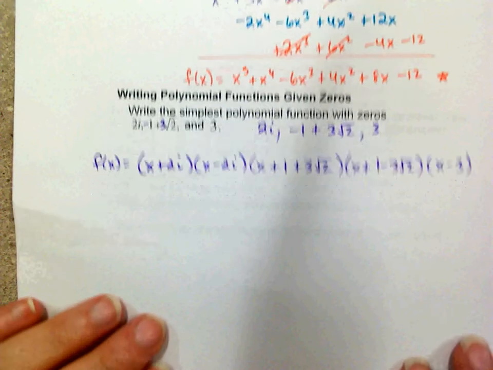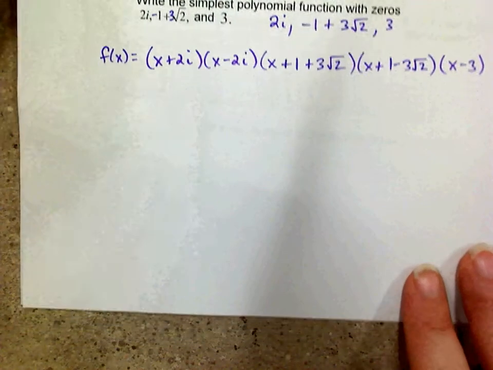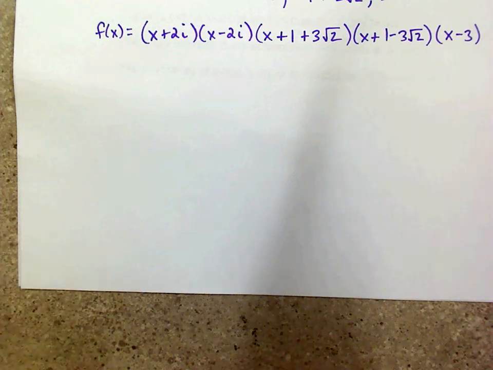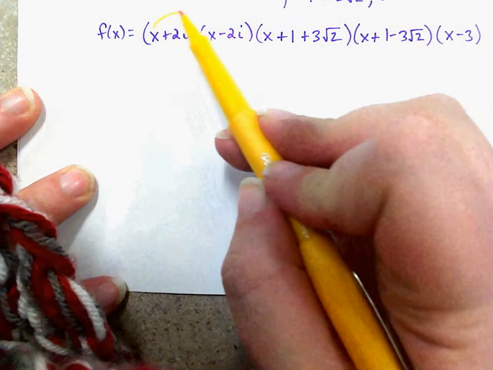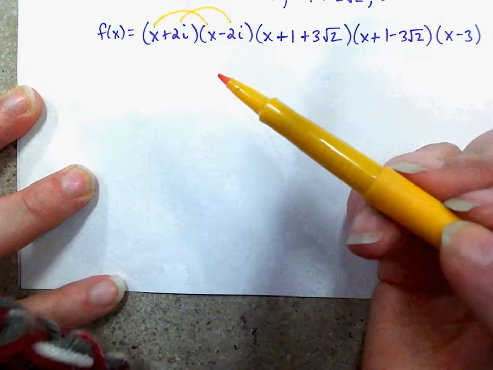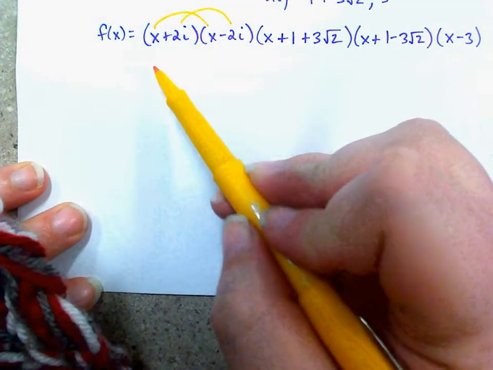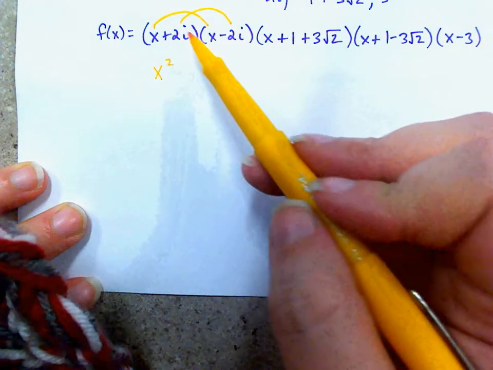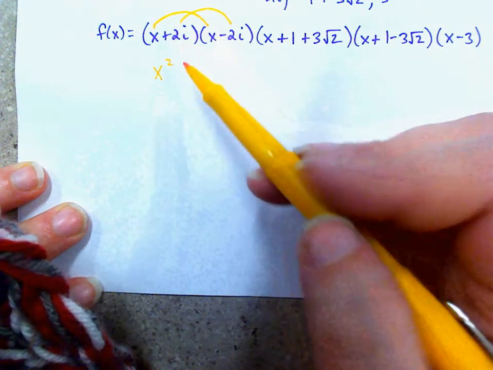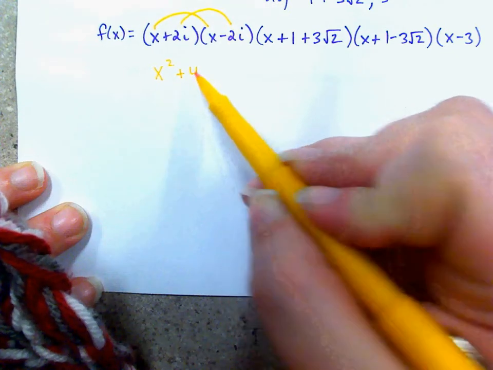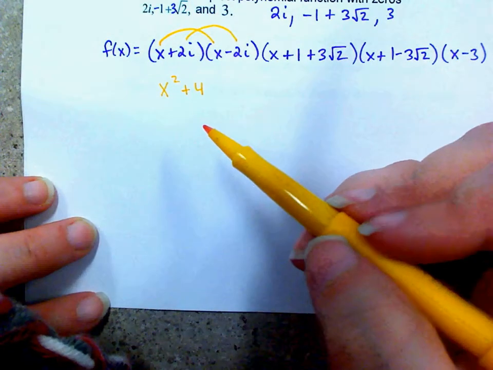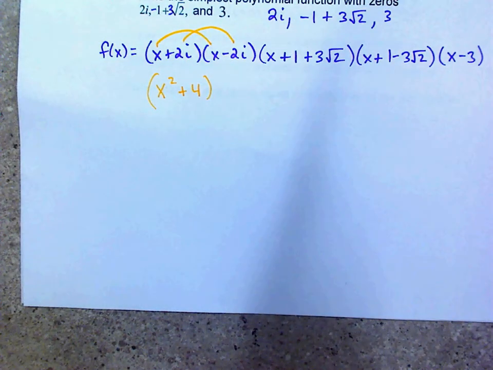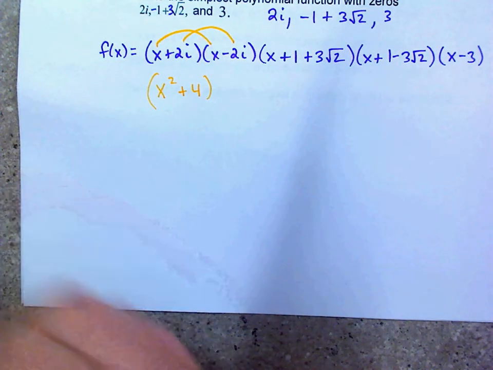So let's start multiplying. For the first two, when you multiply that out, they're conjugate pairs, so you really only need to multiply x times x and 2i times negative 2i, because the other terms will go away. So we've got x squared minus 2ix plus 2ix goes away, and then negative 2i times a positive 2i is a negative 4i squared, which is a positive 4. Okay? So that is x squared plus 4. I'll write that in a second.